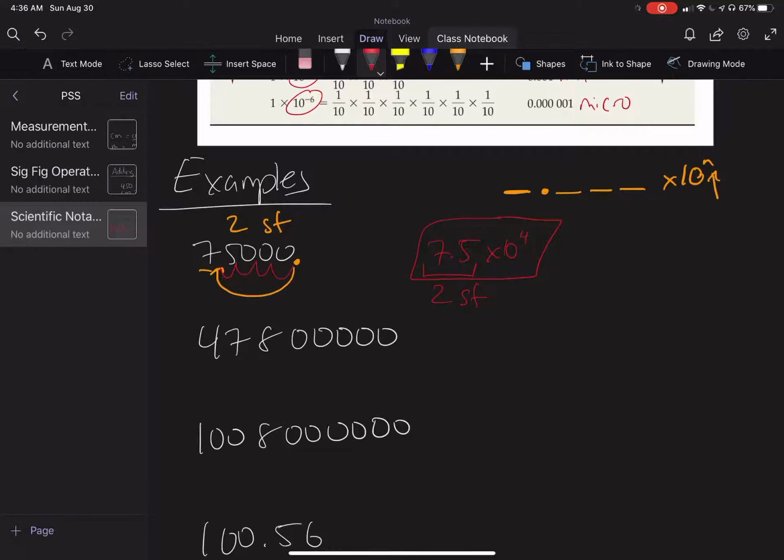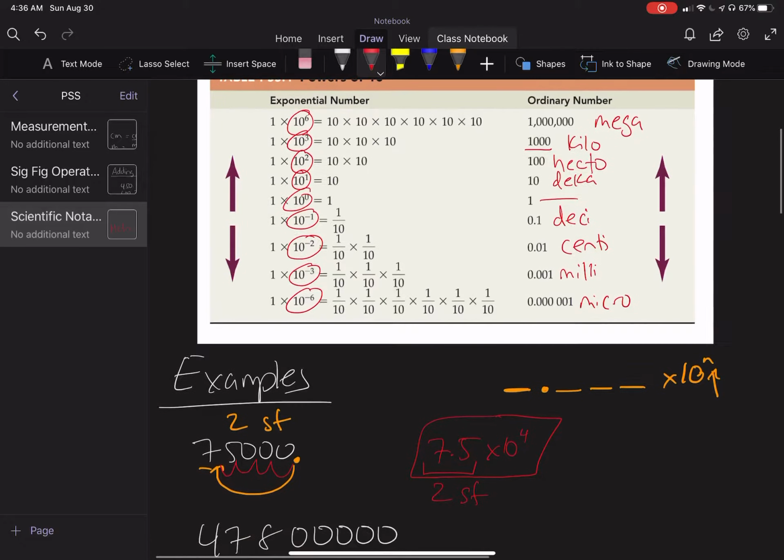Our original quantity had 2 sig figs before we put that orange decimal point in there. Now, it's 10 to the positive 4 because we're taking a larger number and we're making it smaller. So if you go up here, you'll see that the positive exponents, those corresponded to very, very large numbers.